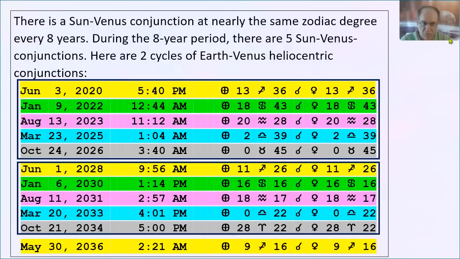Geocentrically, from the Earth's point of view, it's something different. There are not 5 conjunctions in 8 years, there are 10 conjunctions. So when we hear this over and over, 5 conjunctions in 8 years, no, from the geocentric point of view, there are 10 conjunctions in those 8 years.